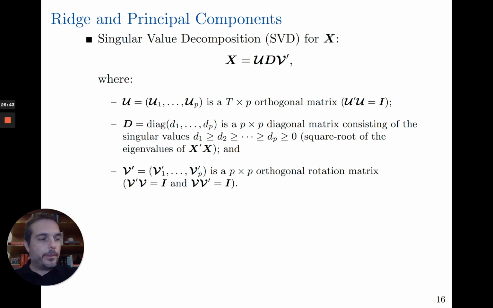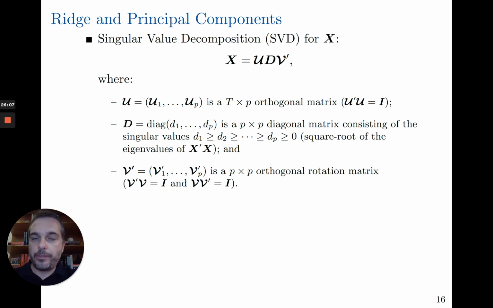All right, but what else is ridge doing? Ridge works because we augment it, but why is this shrinkage particularly interesting? So let's look at the singular value decomposition of the data matrix X.